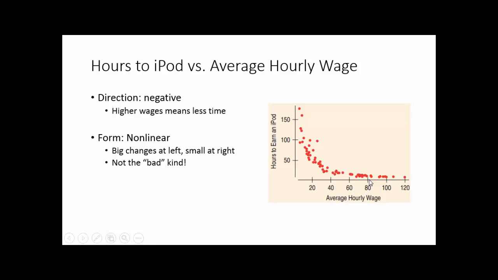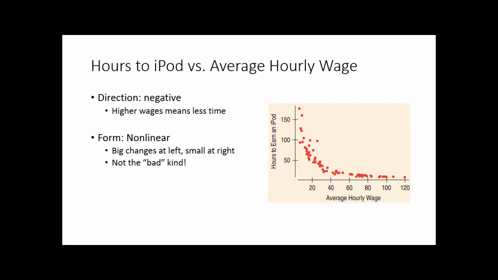I don't know actually, by the way, these are dollars, but it's some kind of relative scale, where 20 to 40 is the same as 80 to 100 because those are 20 apart from each other. But notice the hours to earn an iPod are very low for the 80, and they're a little bit lower for 100, but just a tiny bit lower. So there isn't as big a drop from 80 to 100 as there was from 20 to 40. That's the nonlinear form.